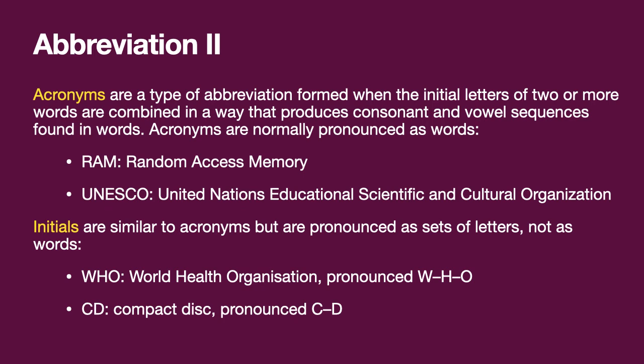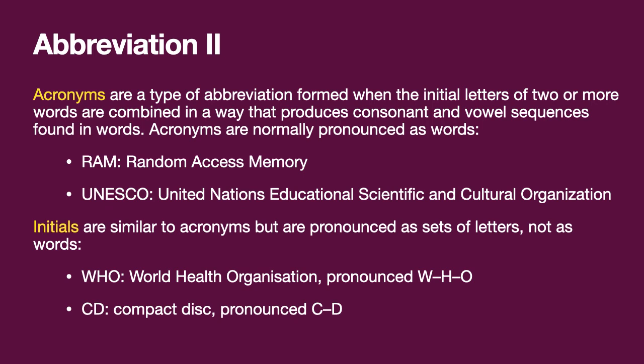Acronyms are normally pronounced as words. So for example, in computer science, in the computer there is something called random access memory. It is written as RAM. R from random, A from access, M from memory, RAM. So you don't pronounce it as R-A-M, you pronounce it as RAM.